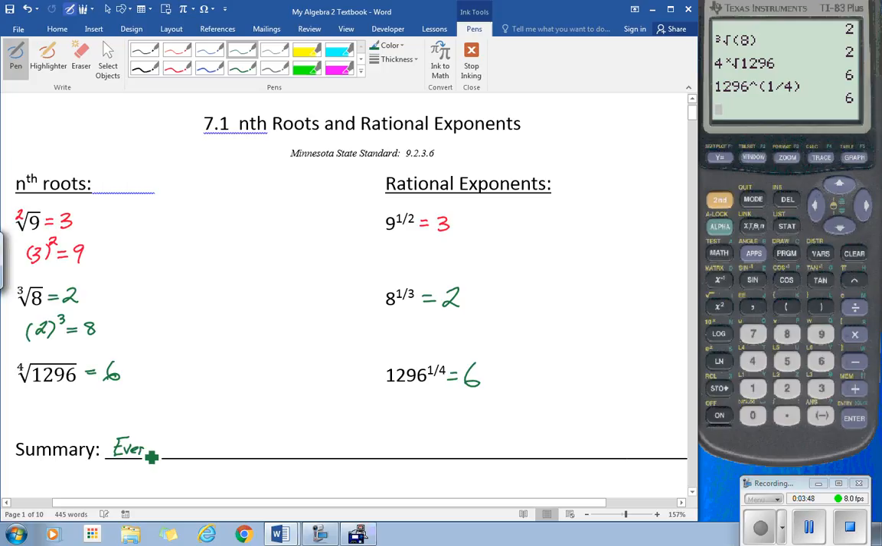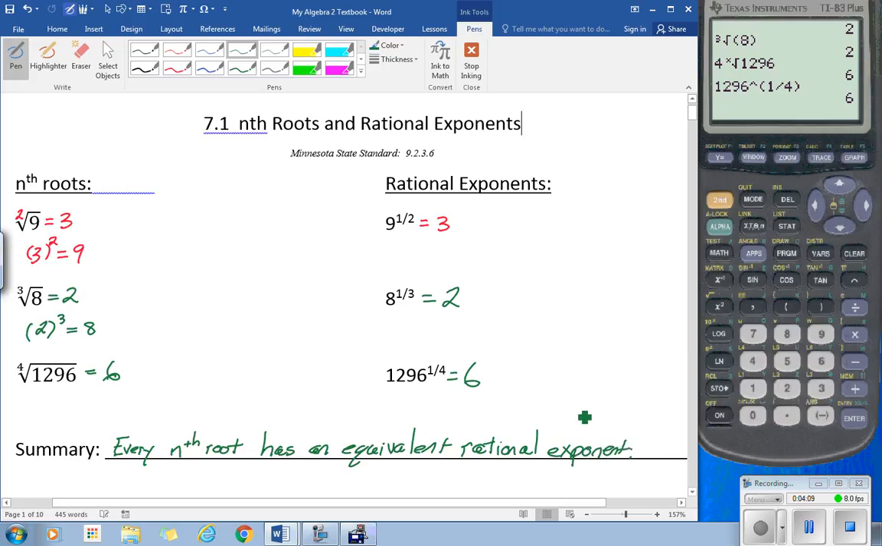Every nth root has an equivalent exponent, or rational exponent.